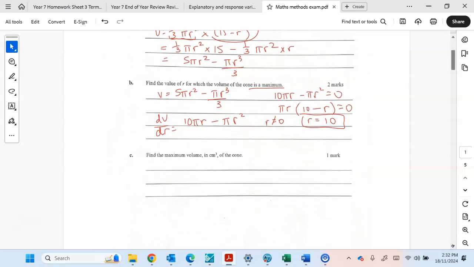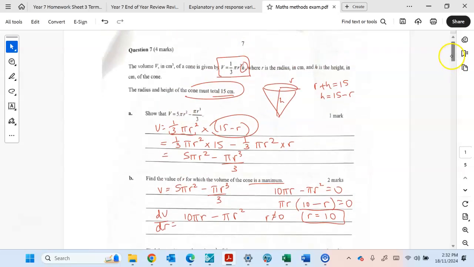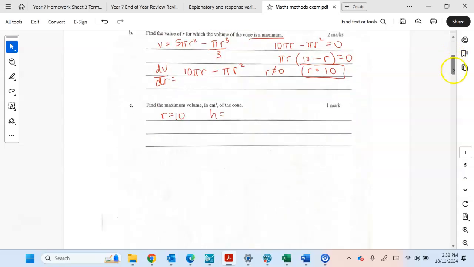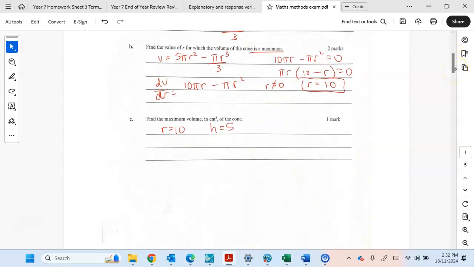Find the maximum volume in centimeters cubed of the cone. So we know that the maximum occurs when R is equal to 10. That means H, just going back up here, remember the two of them had to add up to 15. So that means H is equal to 5. So just substituting that into your volume formula, which was given to you. So 5 pi times 10 squared minus, actually, what am I doing? I could substitute it into there.